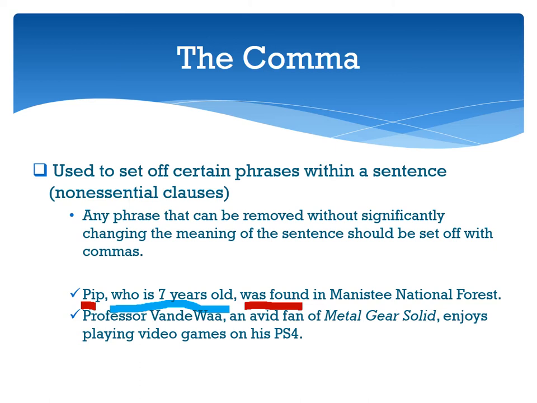All right, got another example here. Professor VandeWaa, an avid fan of Metal Gear Solid, enjoys playing video games on his PS4. So again, we have the complete sentence there. Professor VandeWaa enjoys playing video games. The extra information that isn't required, it doesn't really change the way that that sentence reads or the meaning of the sentence, is that I'm an avid fan of Metal Gear Solid. It's one of my favorite video game franchises. And so that section there, we set off with commas because it's not essential to the meaning of the sentence. All right.